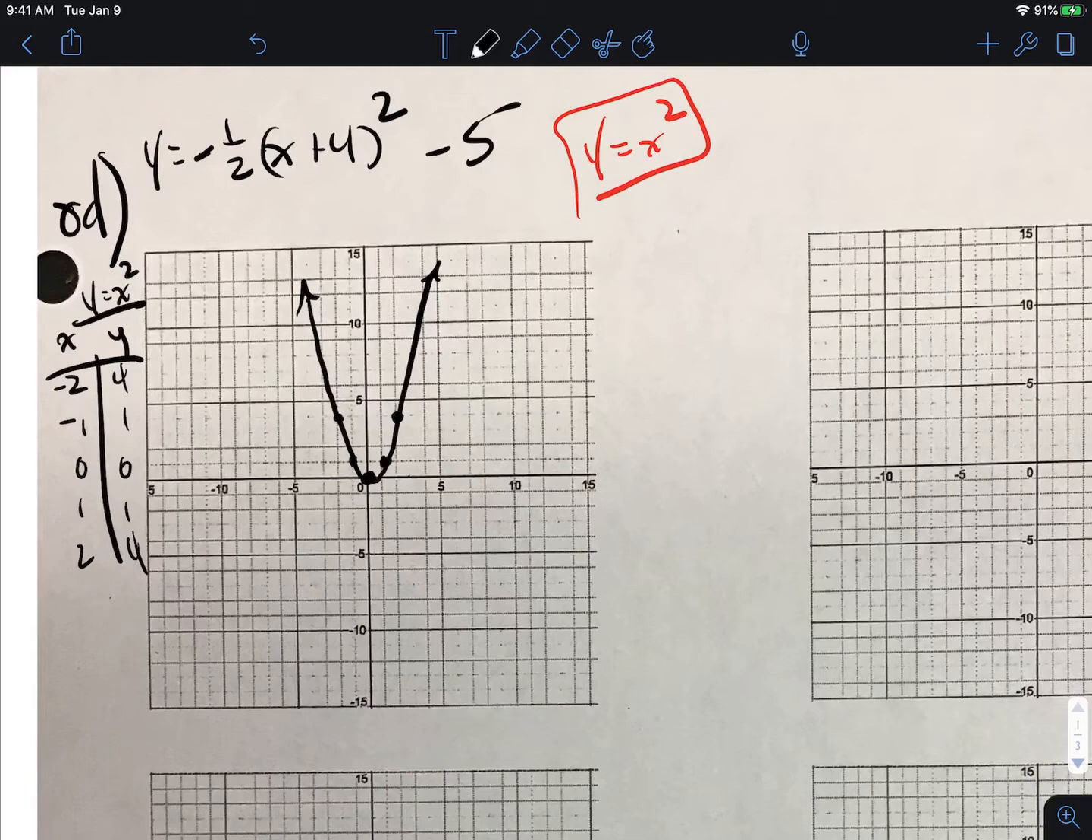Oh, okay. So I'm going to read this like a book, right? And I think I talked about this with you guys. The very first thing I'm going to do is start on the left side, just as I would read a sentence. And that negative is telling me to reflect the parabola. So all their y values are going to become negative.